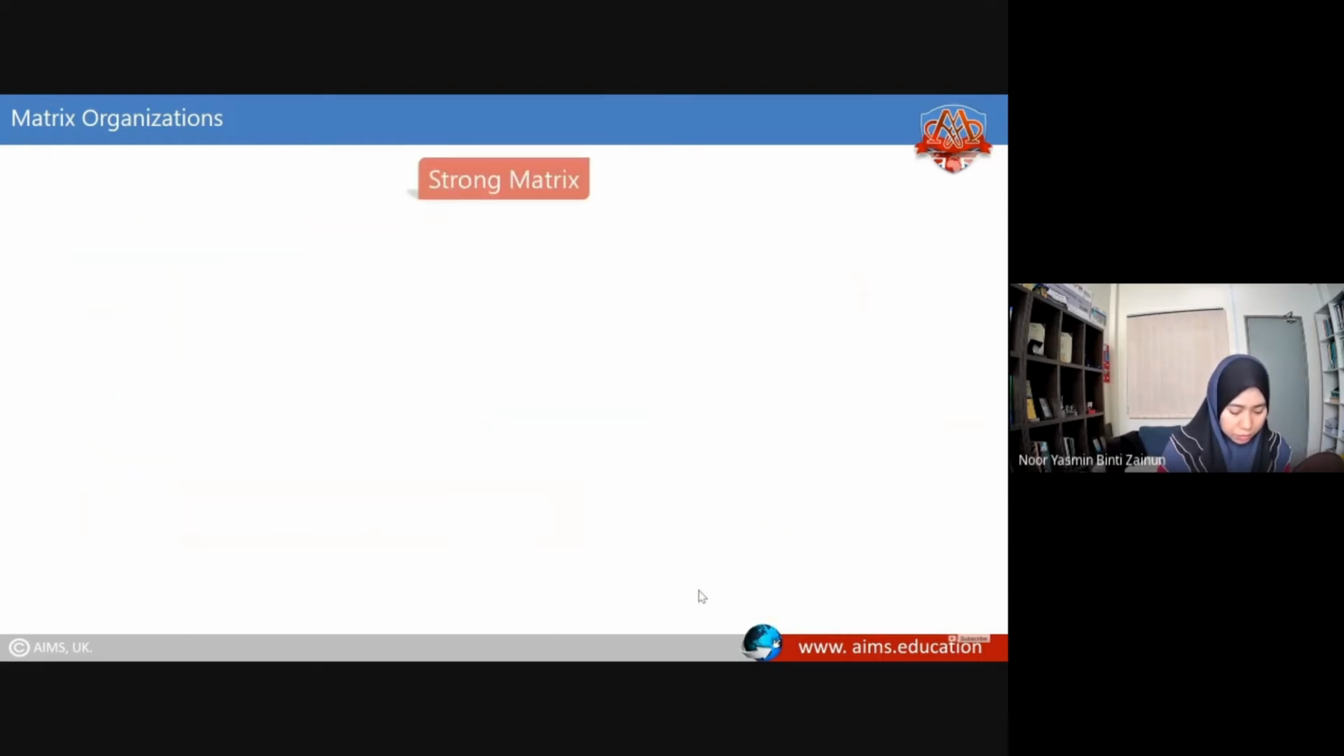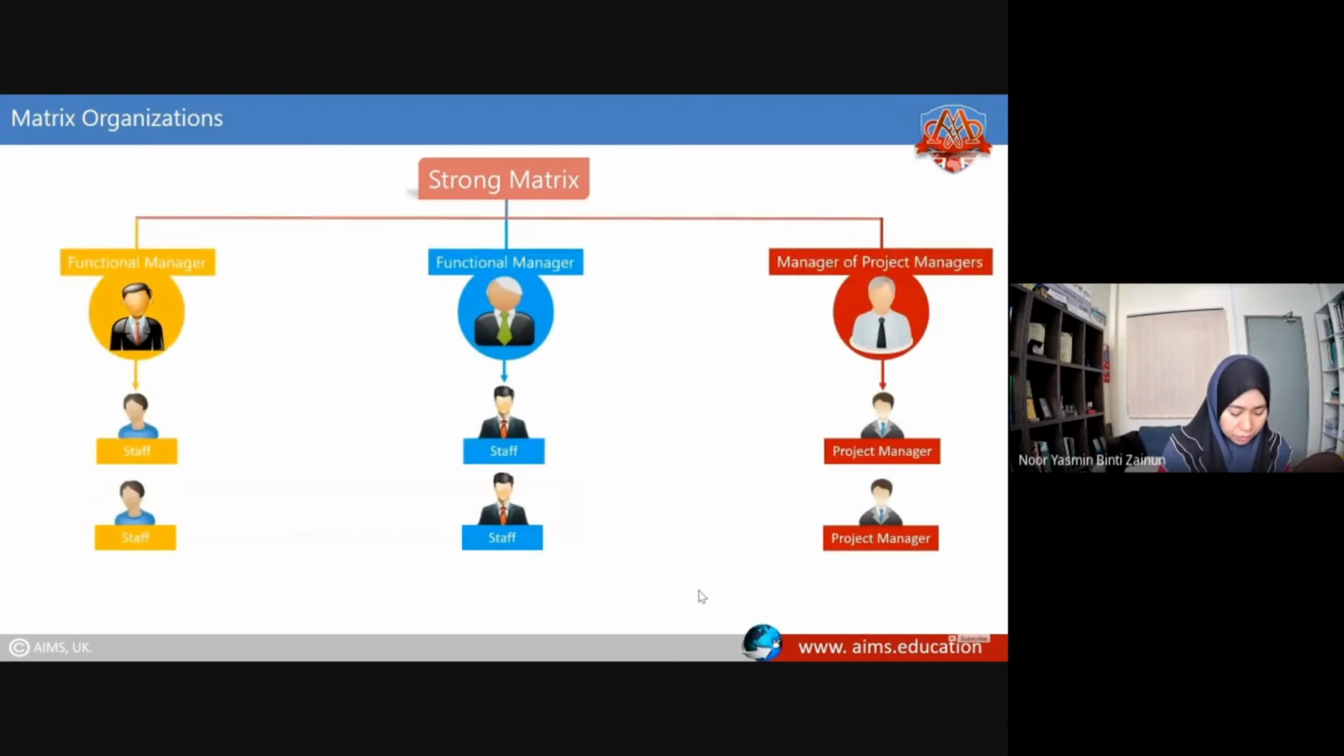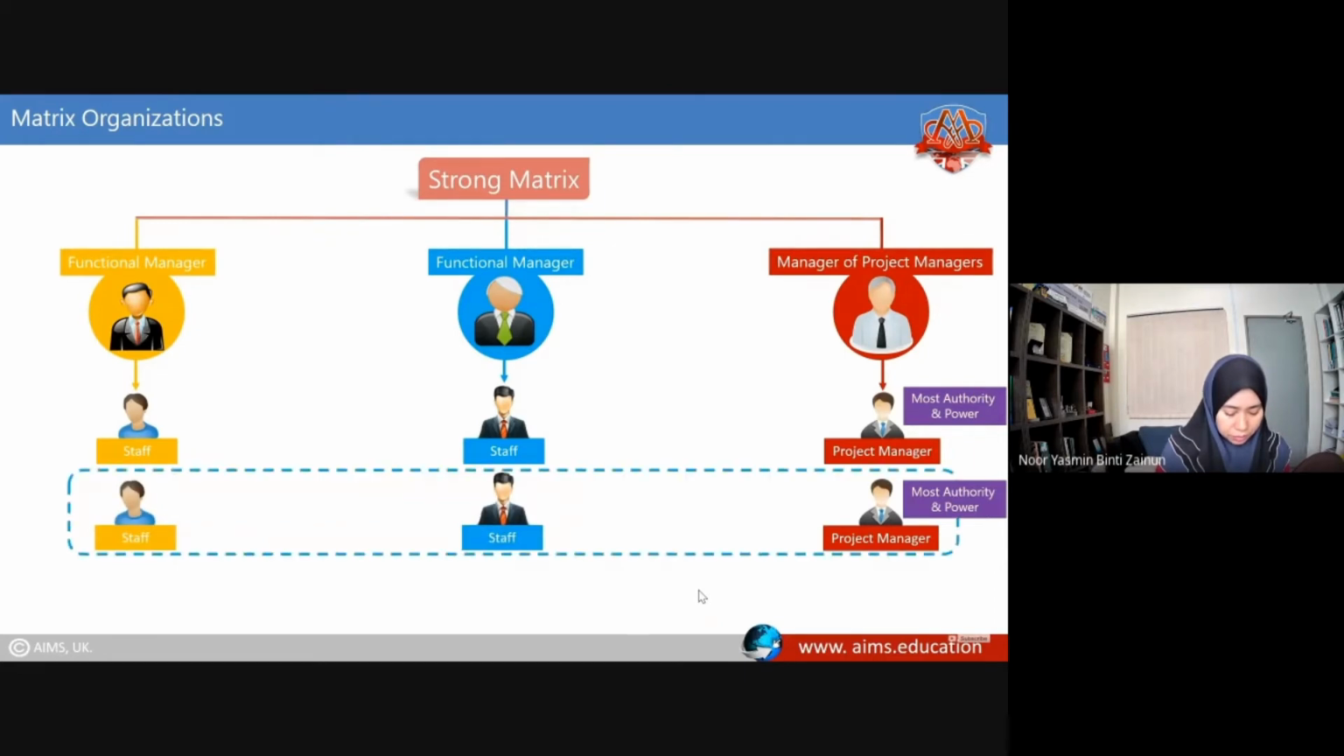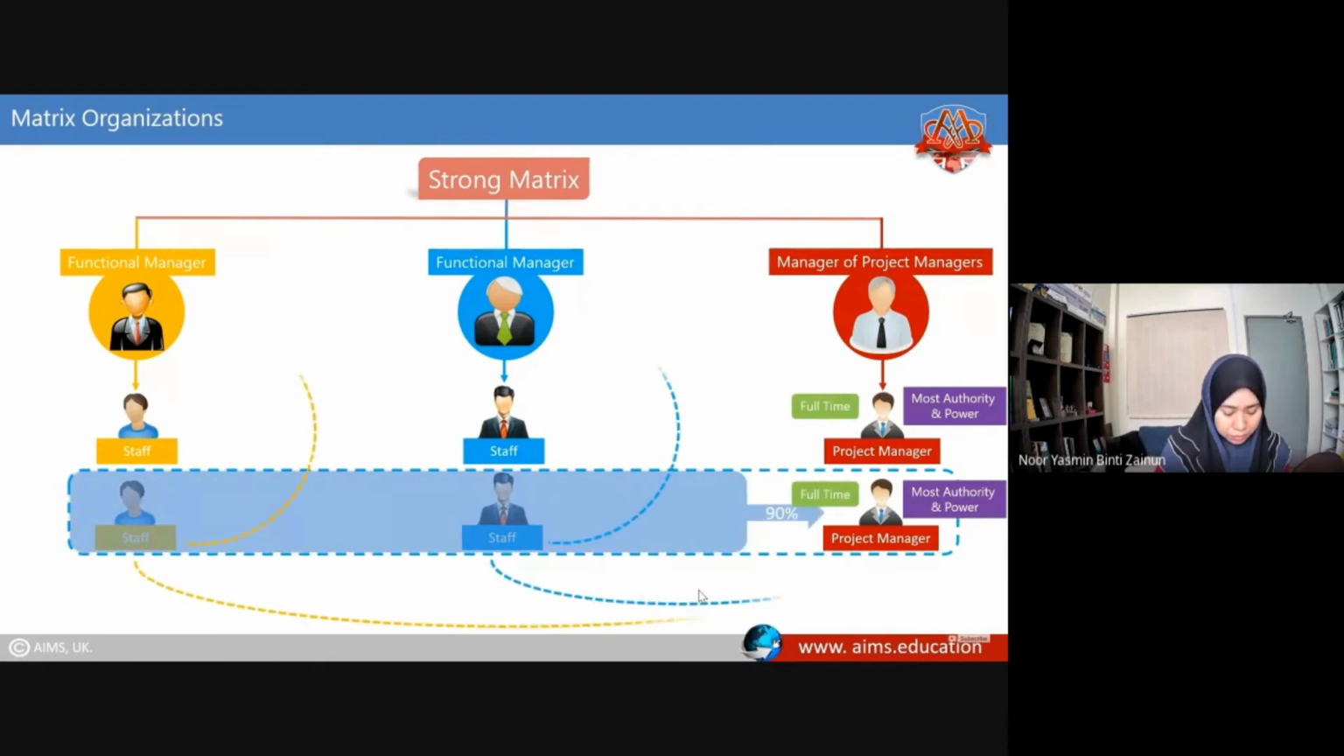Strong matrix. In a strong matrix, most authority and power lies with the project manager. The percentage of people on the project team assigned and dedicated to a single project may run as high as 90%. In a strong matrix, the project manager is assigned full-time and has a full-time support staff. However, the support staff still have dual reporting lines with both their functional managers and the project manager.